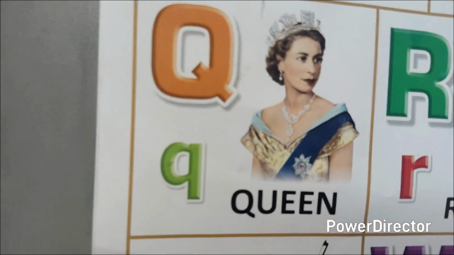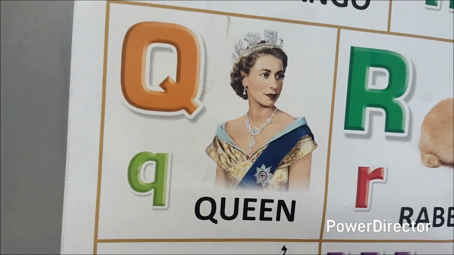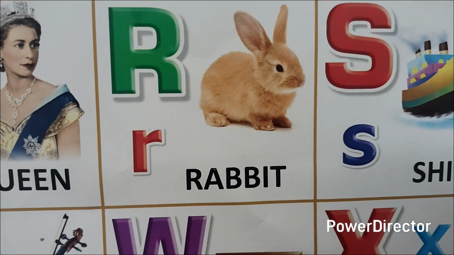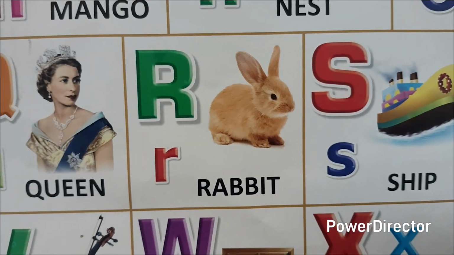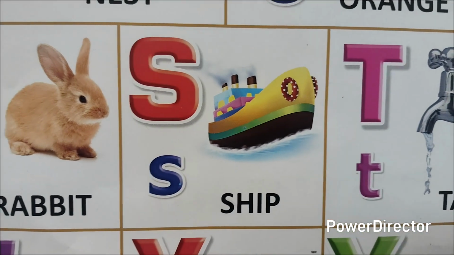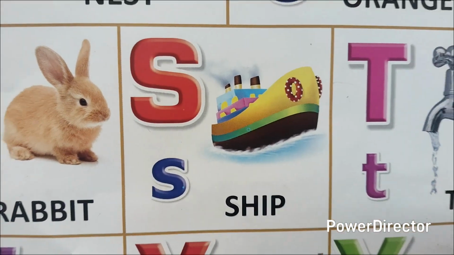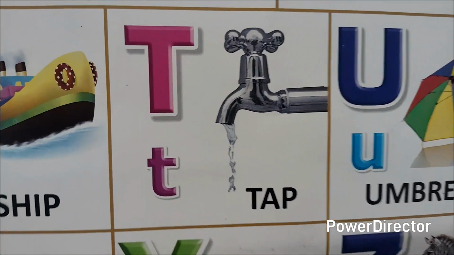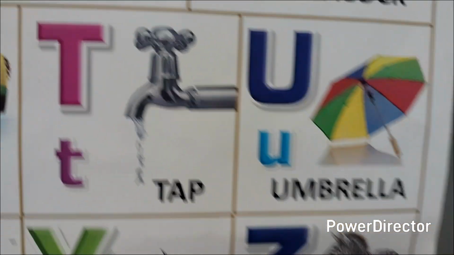Q for queen. R for rabbit. S for sheep. T for tap.